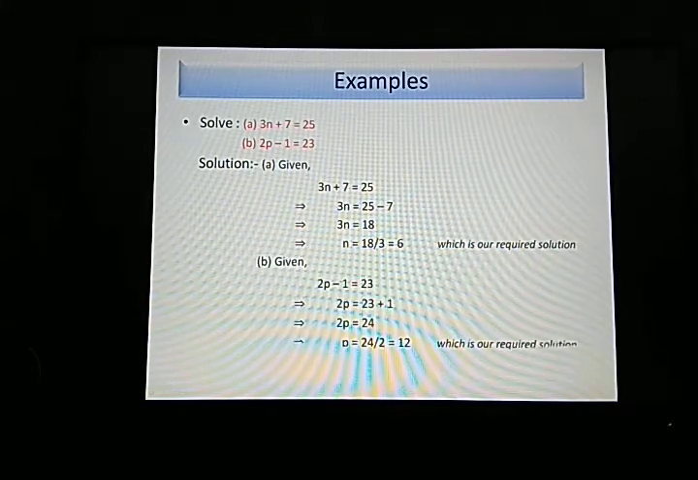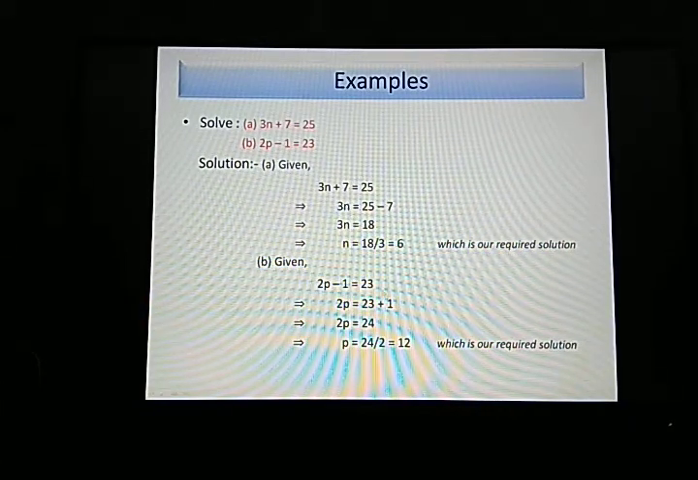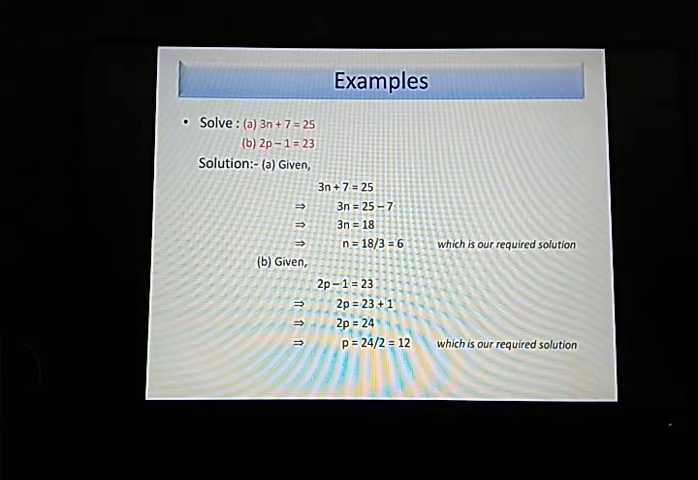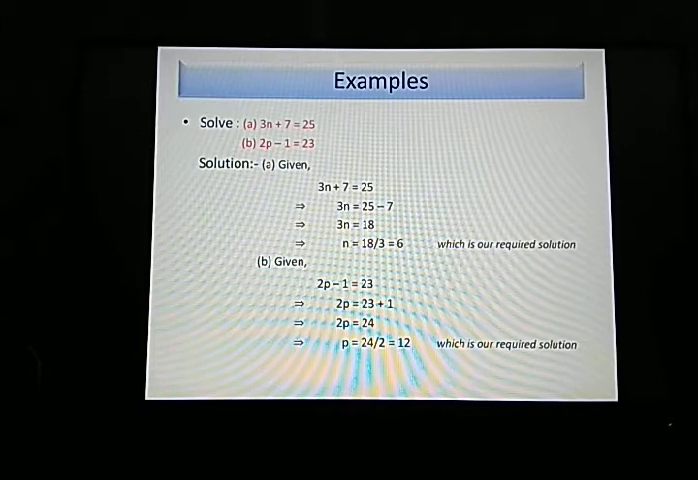Similarly, you can see the next one. Here it is given 2p minus 1 equals 23. Now 1 got transposed onto the right hand side. We got 24, then this gets divided. So 12 is our required solution. Clear? So that's it then in this video for finding out the solution of an equation.